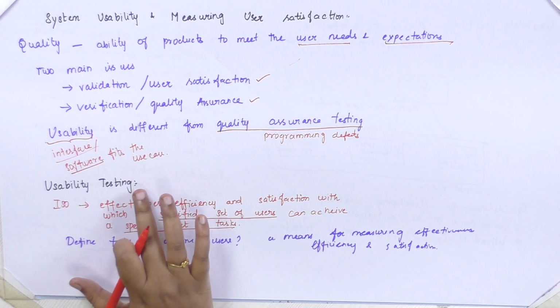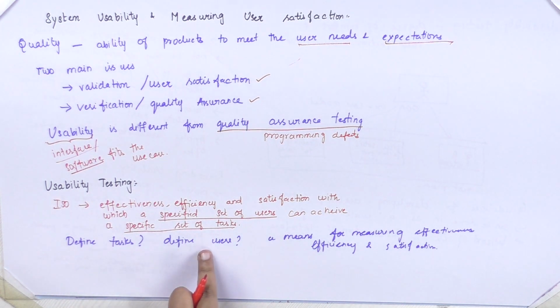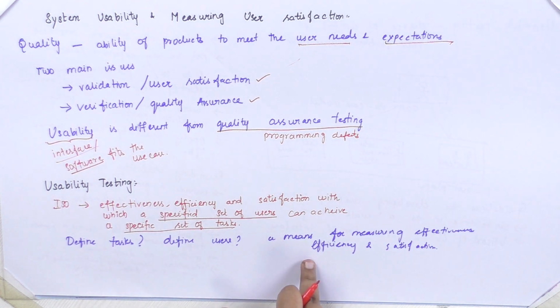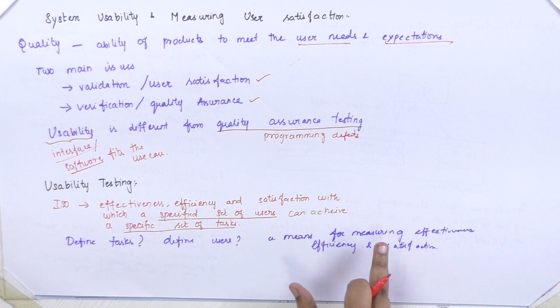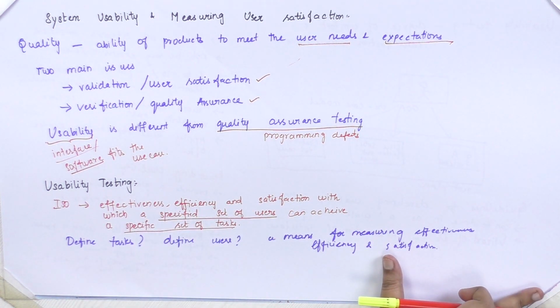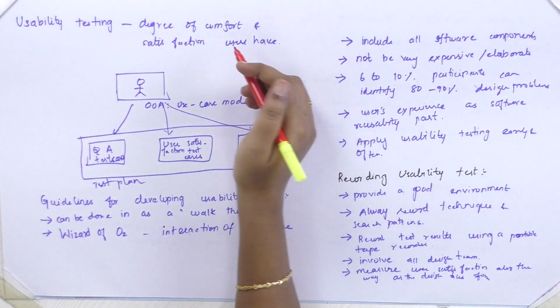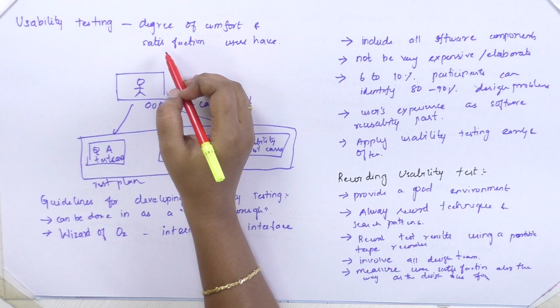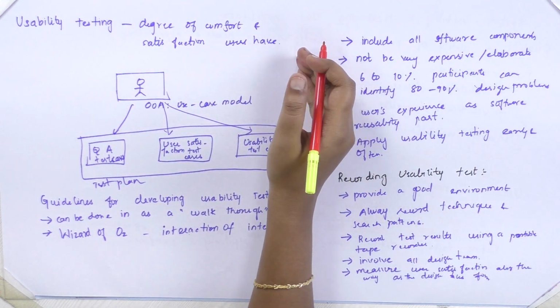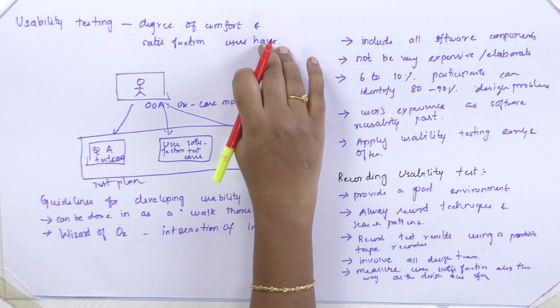So when we are performing usability testing, we first have to define the tasks we are going to expect from the system, and we have to define the users who are going to use the system. Then you have to define the measuring units used to measure the effectiveness, efficiency, and satisfaction of the system. Usability testing measures the ease of use as well as the degree of comfort and satisfaction the user has with the software. So usability testing measures the satisfaction of the user.